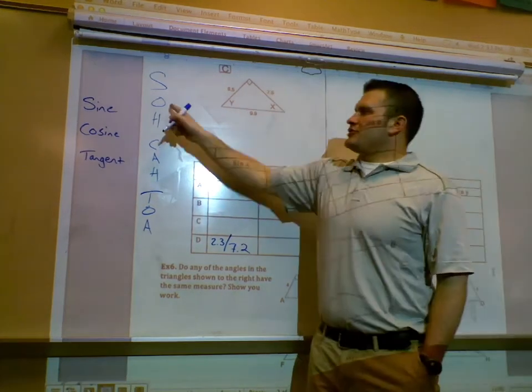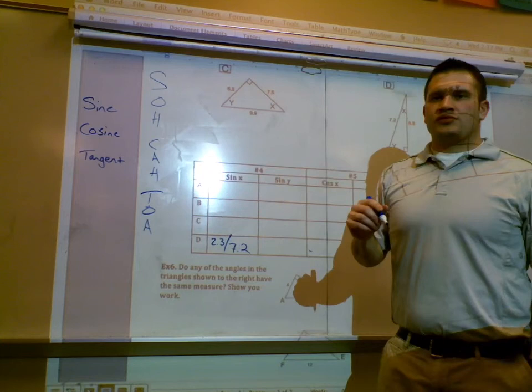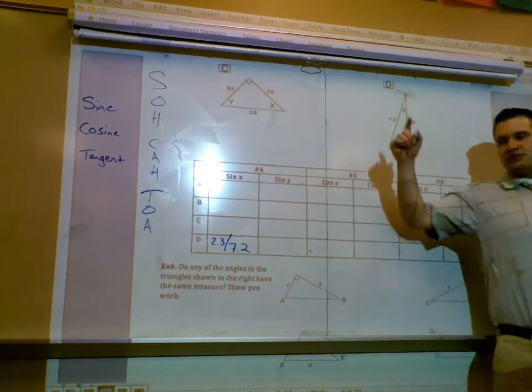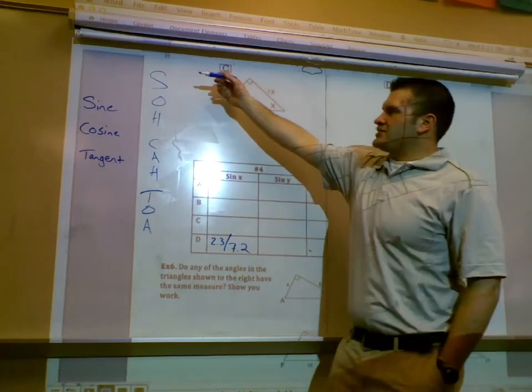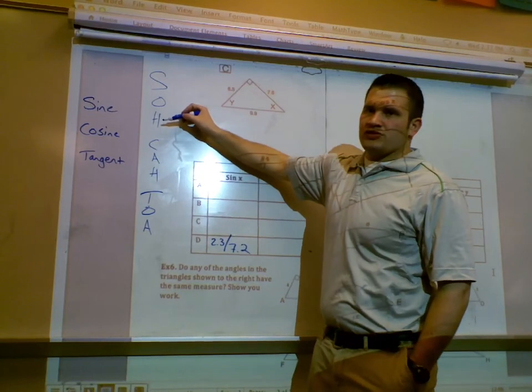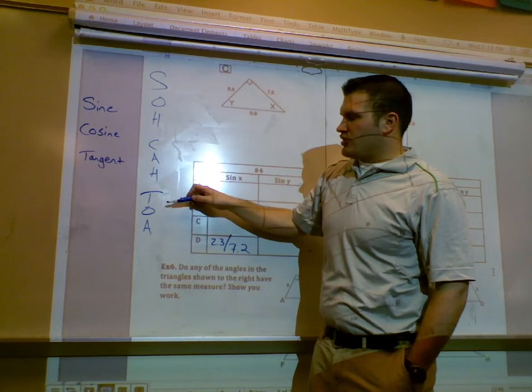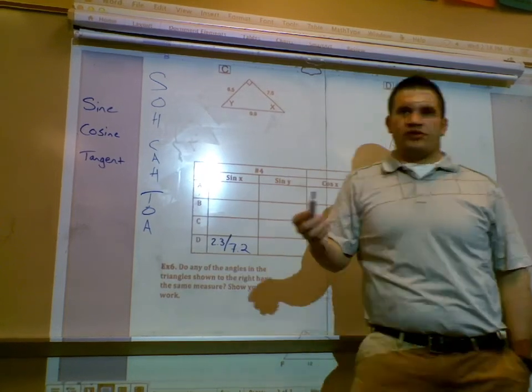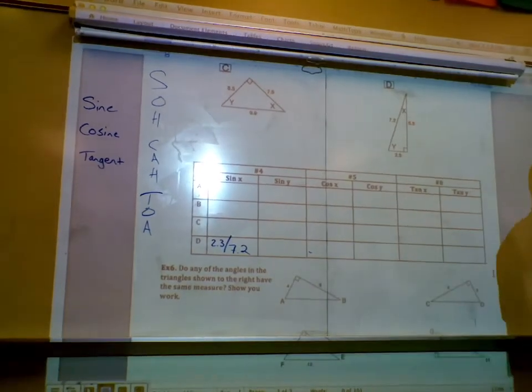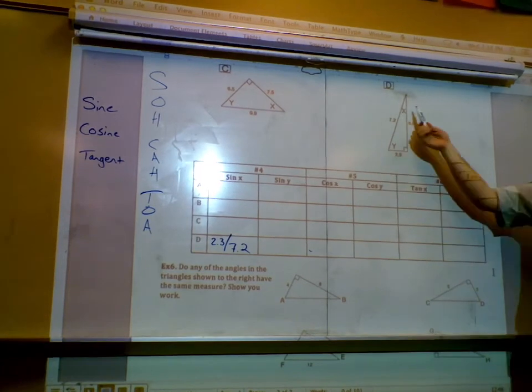Yep, so opposite over hypotenuse. Wait, so which one? Oh, it's always the last two that go together. Just know, S is sine, sine opposite hypotenuse. Cosine adjacent hypotenuse. Tangent opposite adjacent. Okay. So the 2.3 is the opposite? Yep, it's opposite X.